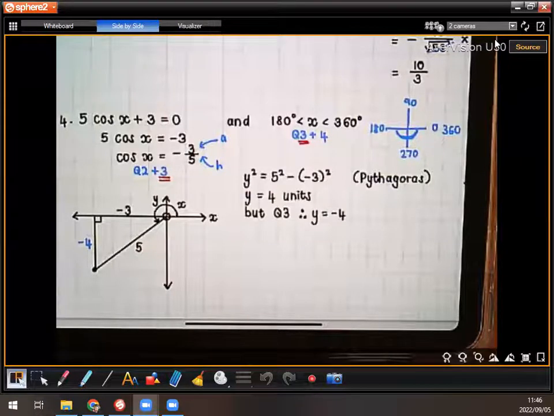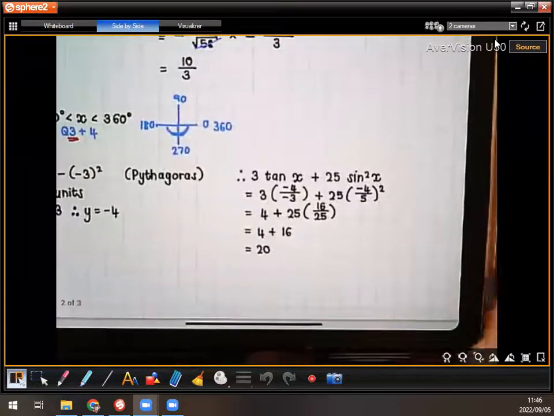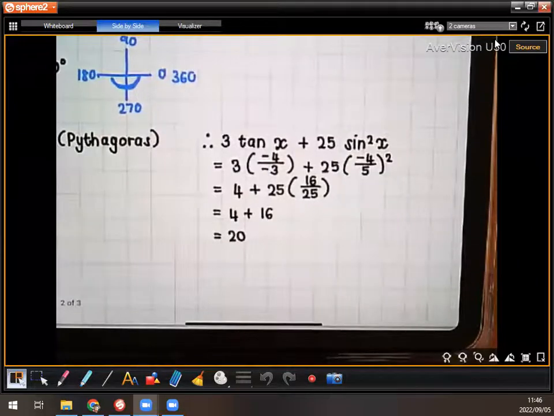Okay, so now when you have your -4, they were asking us for this 3 tan x plus 25 sine squared x. So just check there, please. Did anyone else get going to do that one? Okay, thank you.